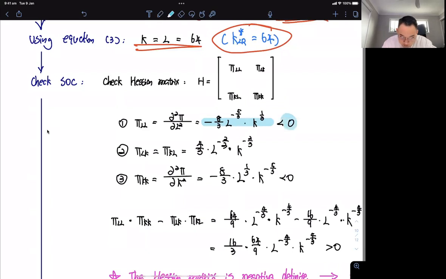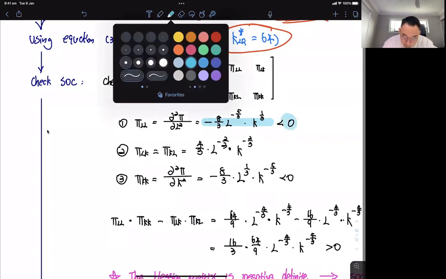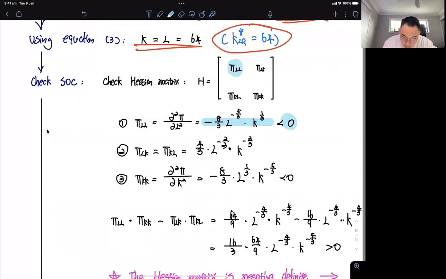Okay, obviously it's more than 0, which is good. Next, we check pi LK. Because they are cross effects, pi LK will actually equal pi KL. On the off diagonal, they will be exactly the same. As we derive this, it equals 4 over 3 times L to the power of minus 2 over 3 times K to the power of 2 over 3, which is exactly the same, which is greater than 0.